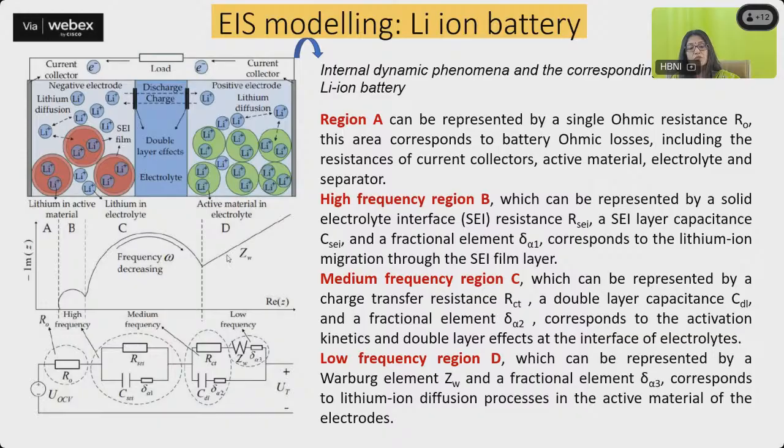And then ultimately you are moving to the low frequency region D, and this is represented by the Warburg element ZW, as you can see over here, and a fractional element which corresponds to the lithium ion diffusion process in the active material of the electrodes. So all the processes, whatever is taking place inside your lithium ion cell for a single discharge and charge, you're able to make out after you get this EIS plot, model it, and fit it to an electric circuit.